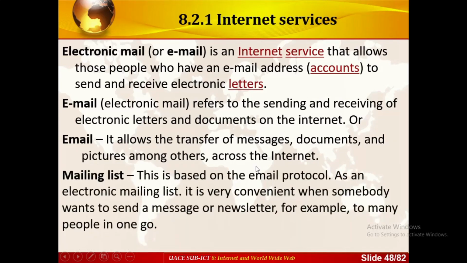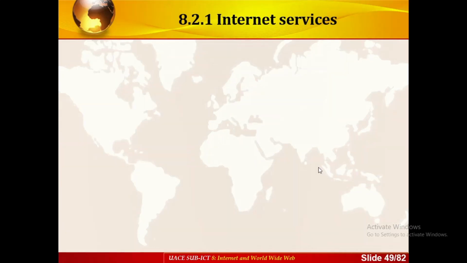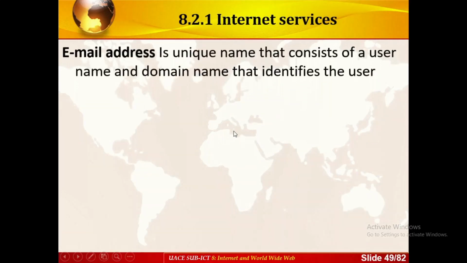Mailing list is the best on email protocol, the electronic mailing system. It is very convenient when someone wants to send a message or newsletter, for example, to many people in one go. So that's really what you call a mailing list. An email address is a unique name made up of a username and domain name of the user. Of course, everybody must have a user or what we call an email address.